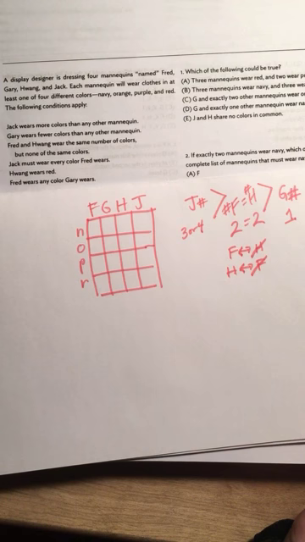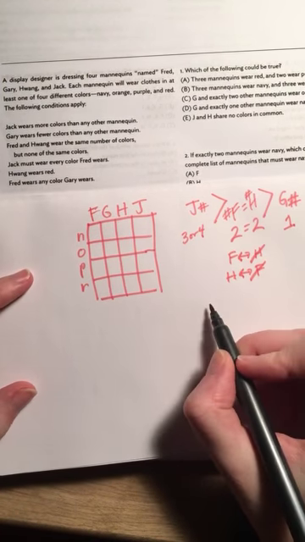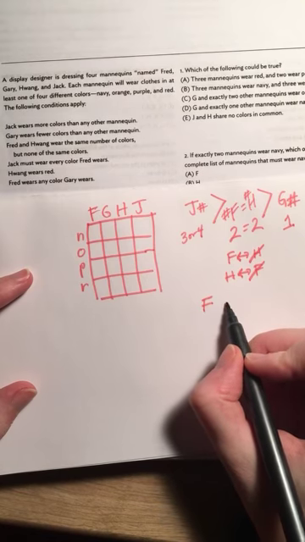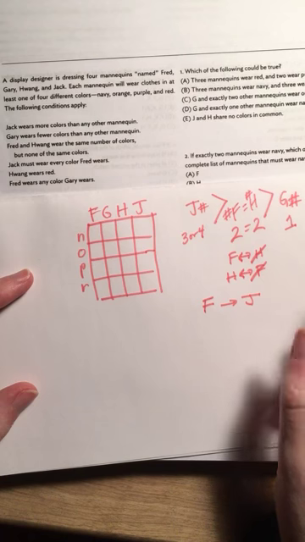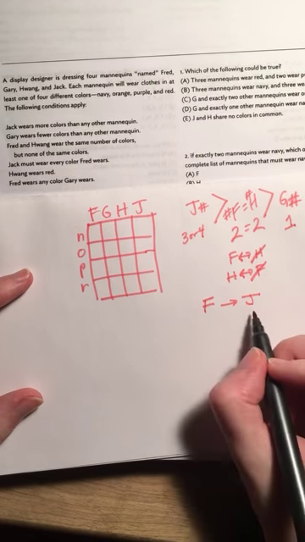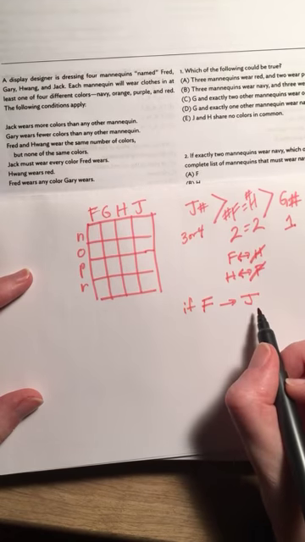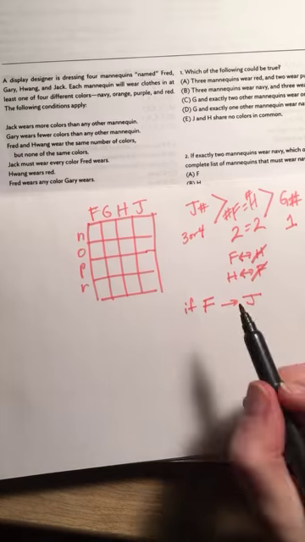Then we know that Jack must wear every color that Fred wears. So if Fred wears a color, then Jack has to wear that color. Jack must wear it. Okay, so that's how that would work. So if Fred wears something, then Jack has to, but just because Jack wears something doesn't mean that Fred has to. And that's the only way that this could possibly work, right?